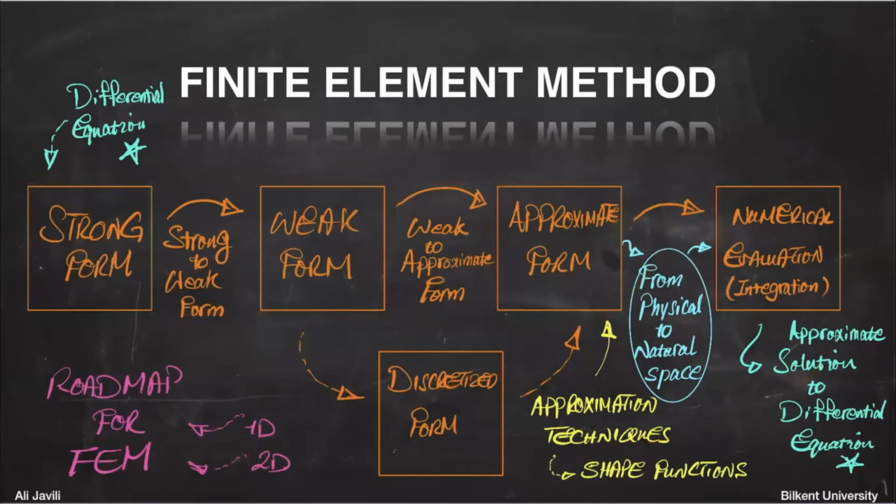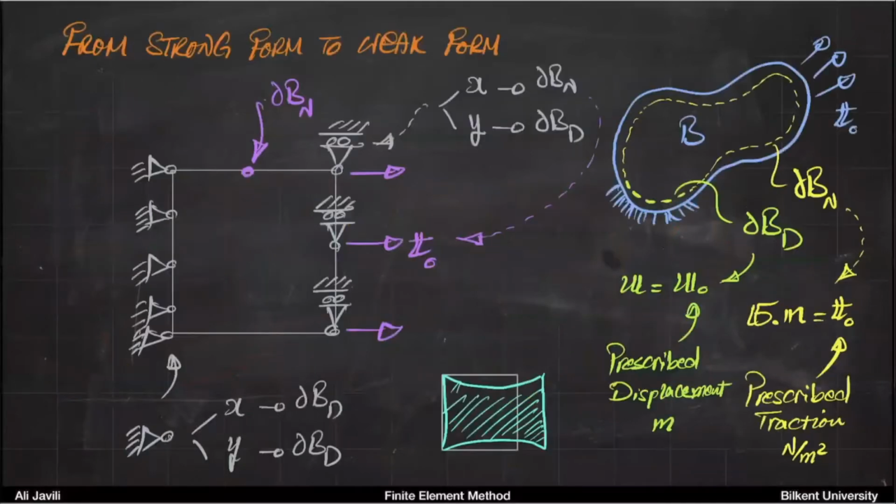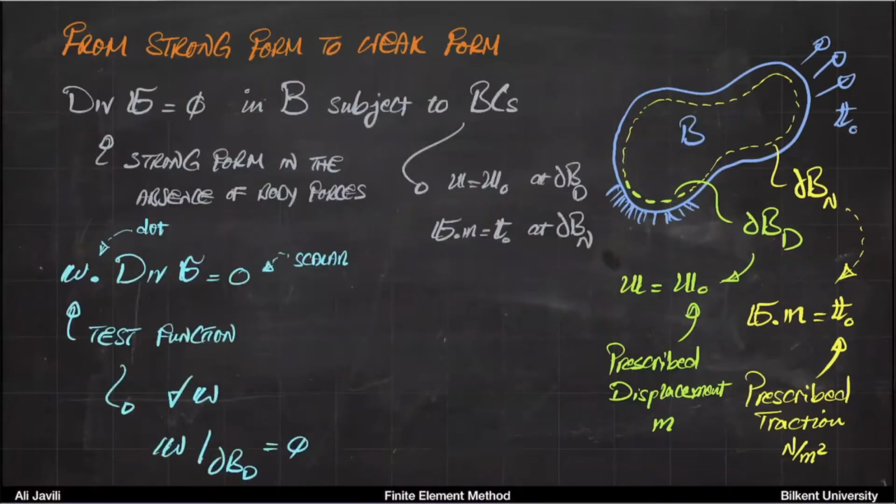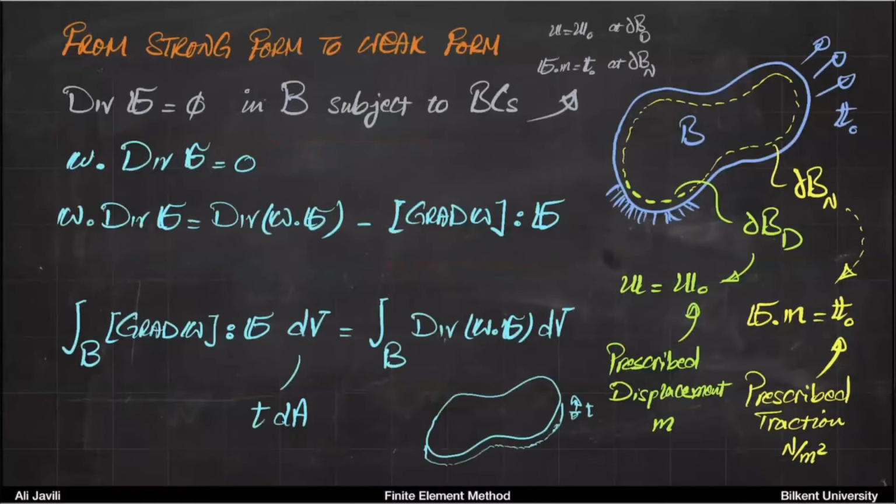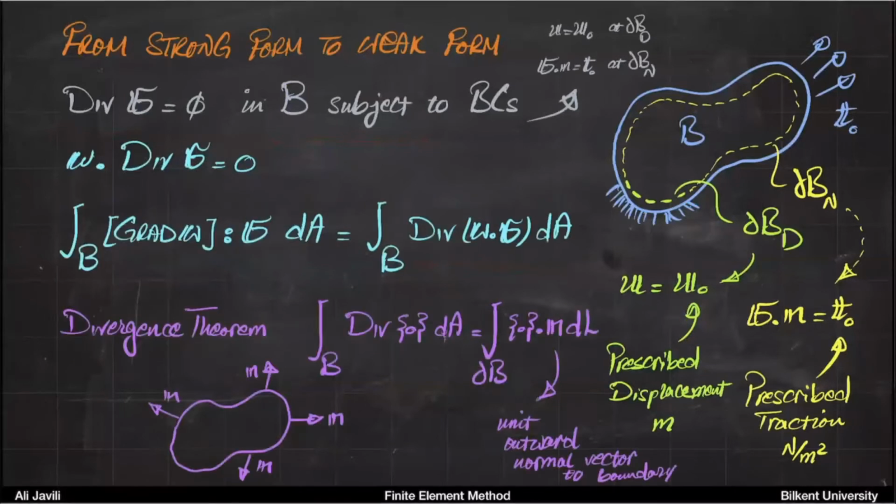So just a very short overview of how we came from strong form to weak form and to approximate form. Basically, this was the problem. You would say you have a two-dimensional problem. Now you have your strong form, which is the differential equation subject to boundary conditions. These are Neumann type and Dirichlet type boundary conditions as we discussed before.